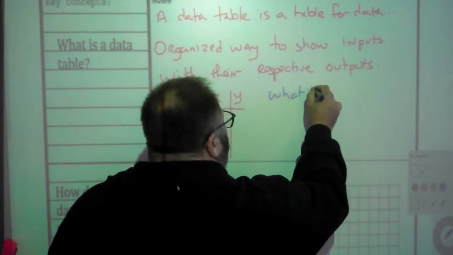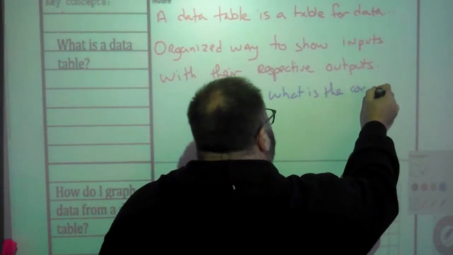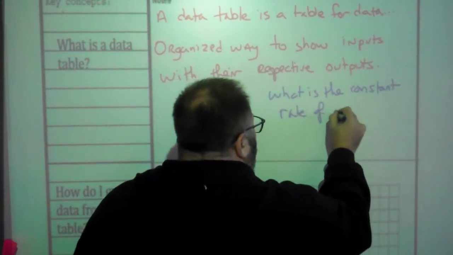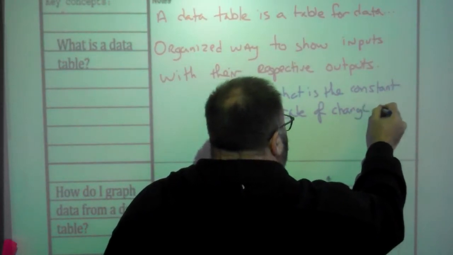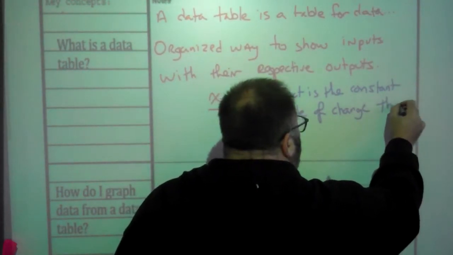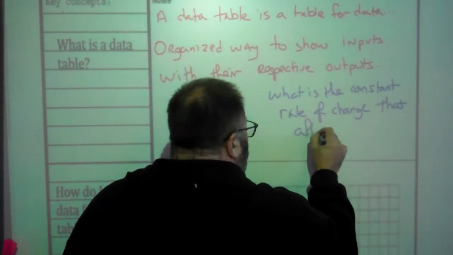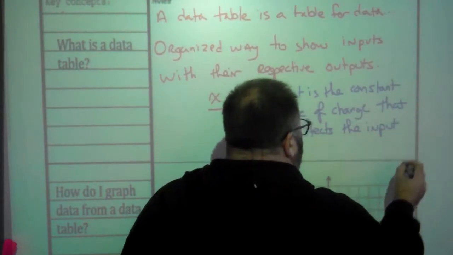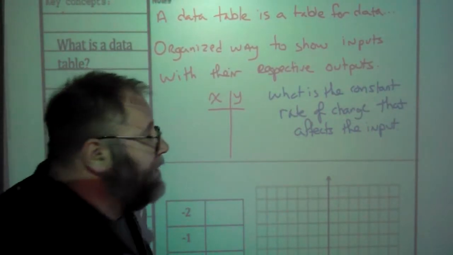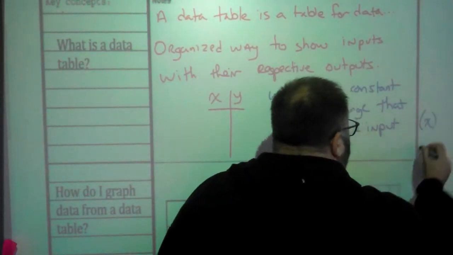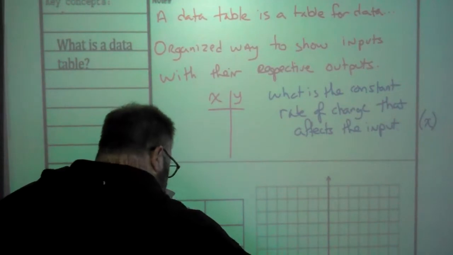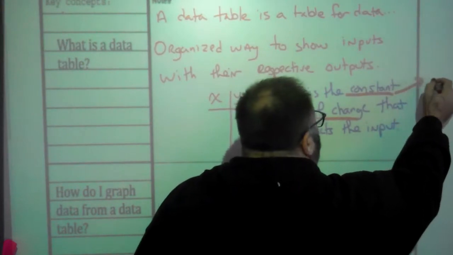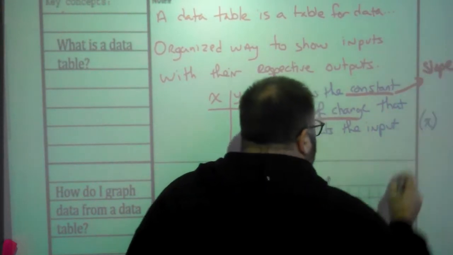What is the constant rate of change that affects the input? And in this case, what we know about the input is X. And what we also know is that this constant rate of change becomes the slope of our line.